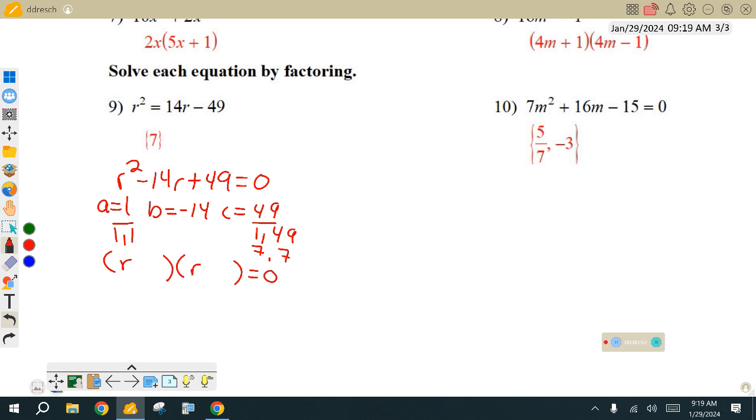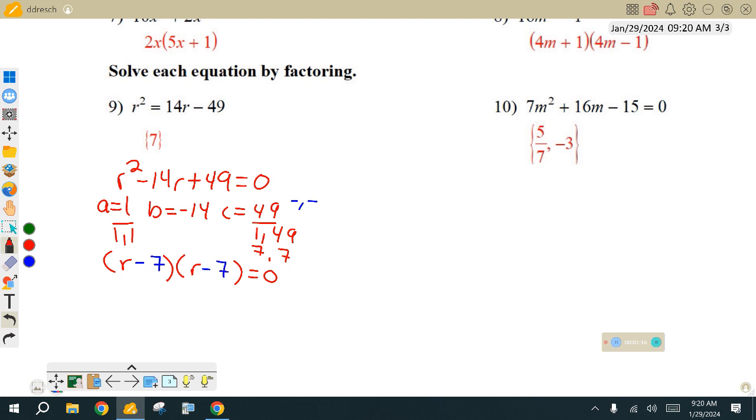What do we know about our signs? Signs have to be the same. 49, it's positive. Plus plus, minus minus, it's negative 14. So the only thing we can have with that is negative negative. And then figuring out a negative 14 out of that, the only way to get negative 14 out of that are the 7s.